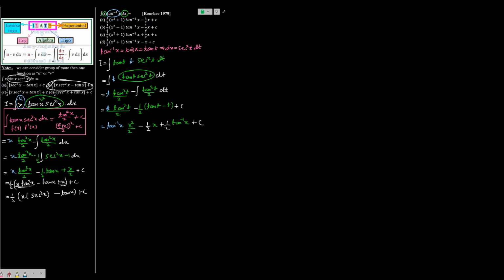Now to get the final answer, we have to take tan inverse x common from these two terms. So the remaining terms are x square by 2 and 1 by 2, minus x by 2 plus c as it is. 1 by 2 common, so we'll get x square plus 1. Option A is your answer. Ta-da!